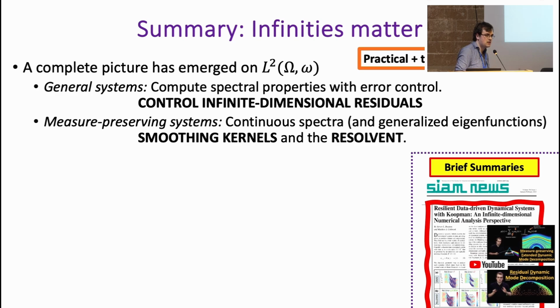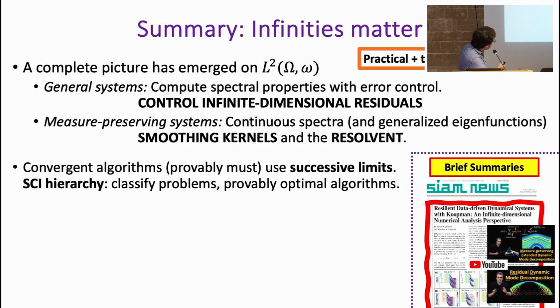This, by the way, is a very classical idea, for example, in condensed matter physics when people are computing spectral measures of Schrodinger operators. Convergent algorithms provably must use successive limits if you're going for generic cases. The SCI hierarchy allows you to classify problems and prove optimality of algorithms.